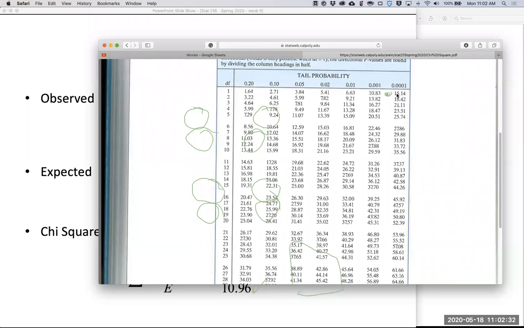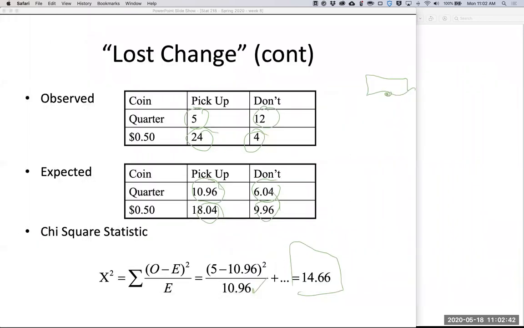My upper tail area is in that range, 0.0001 to 0.001. So the upper tail area is less than 0.001, but greater than 0.0001.